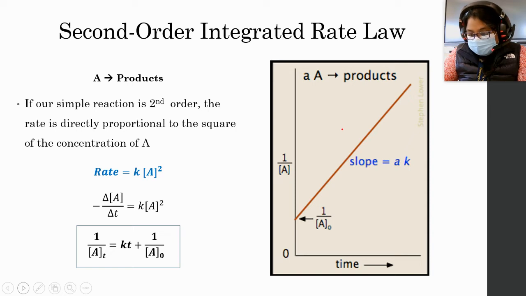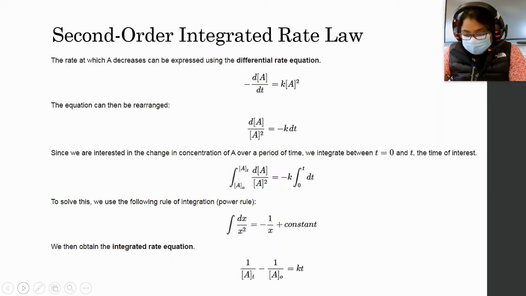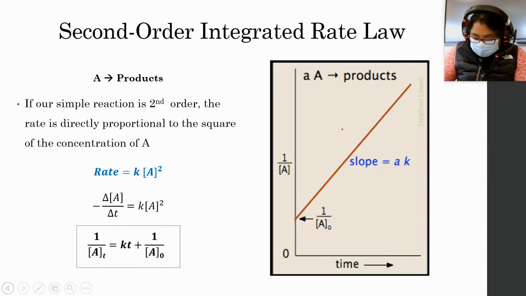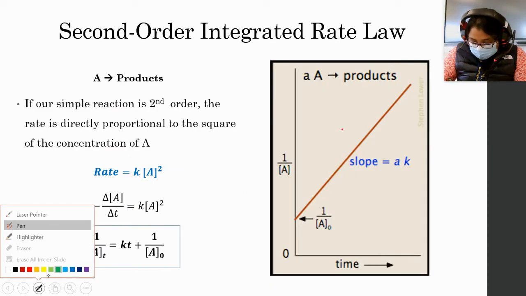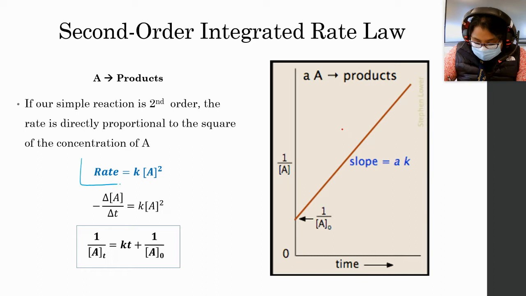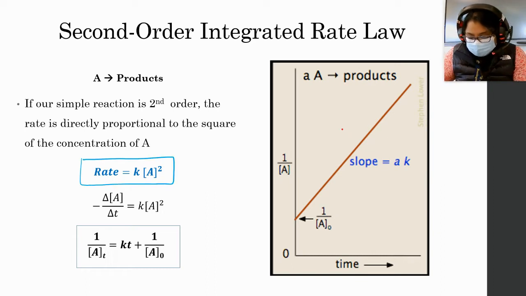All right, let's talk about second order. Now, the first difference you would see here is that the second order integrated rate law seems to produce a line with a positive slope. So that's important, okay? The calc work is in the second slide. Obviously, we're not going to look at it, but if you're interested, you can. But here is the rate law for second order, okay? And here is the integrated rate law for second order.